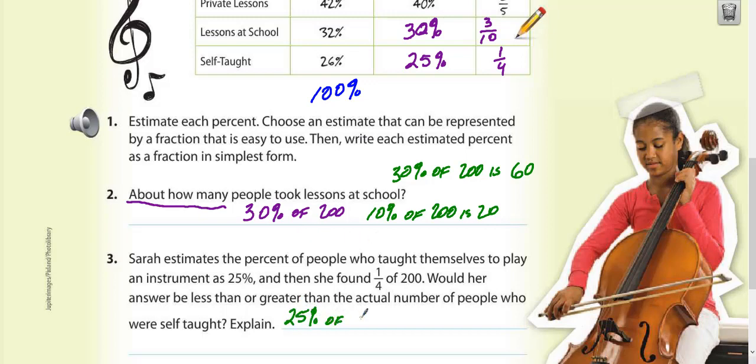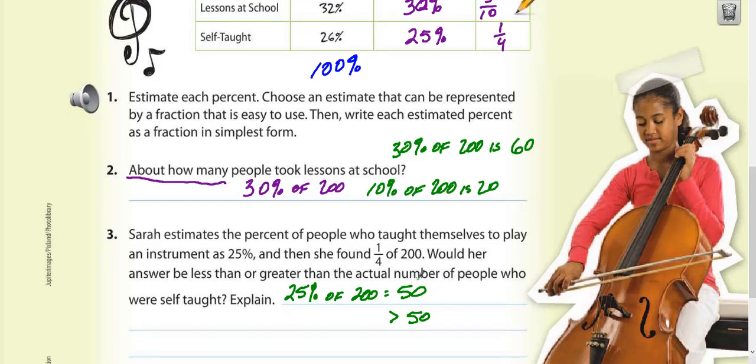of 200, which is a fourth of 200, would be 50. But since the actual number is 26%, the actual amount would be greater than 50. The real number of people who were self-taught would be greater than the 50.